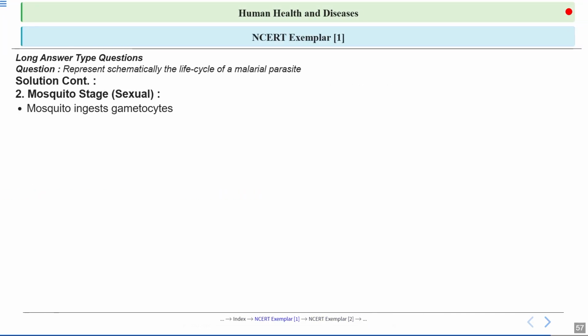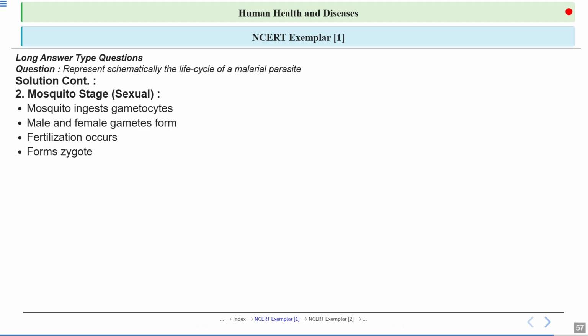Now, the next one is the mosquito stage, where the mosquito is the host. This is a sexual stage because the gametocyte, the sexual stage, has been formed. Whenever the mosquito bites this infected person, along with the blood, the gametocytes will also be ingested by the mosquito. Now, these gametocytes reach the mosquito's gut, and the male and the female gametocyte fuse together, so fertilization will occur.